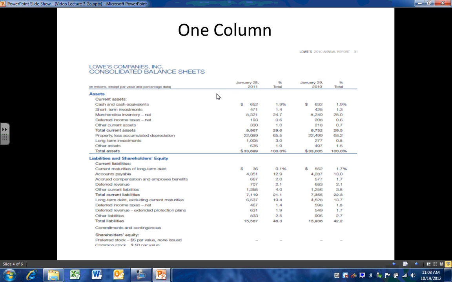There's also different formats as to the presentation of a single year's worth of information on the balance sheet. Almost all companies do what both St. Joe and Lowe's do, and that is to use one column to present each year's financial information. There will be multiple columns, but this will be comparative or analytical information.